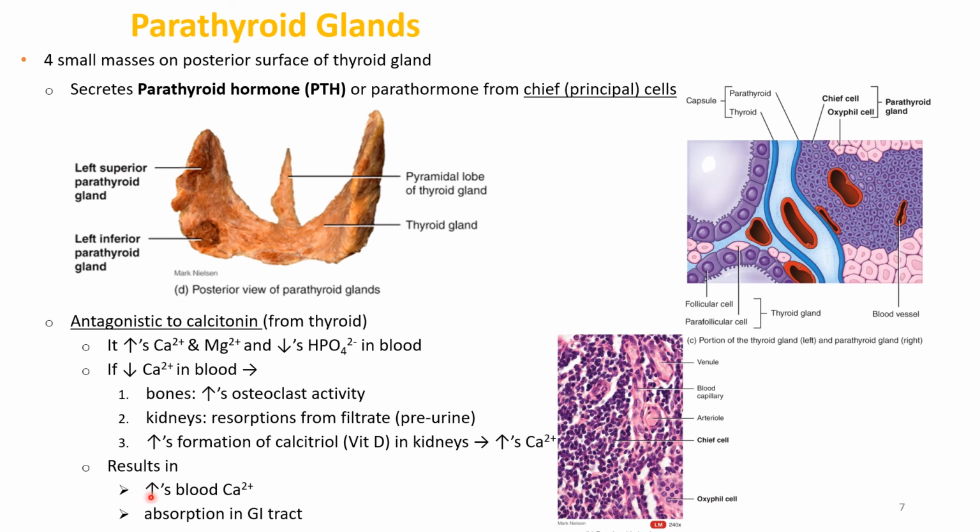So we increase the blood calcium and we increase the absorption in our gut. And that pretty much wraps up how our parathyroid gland works to control, or be antagonistic to, our thyroid gland.